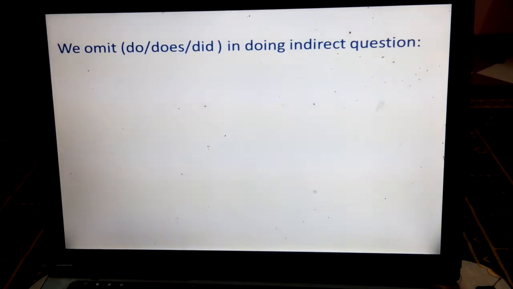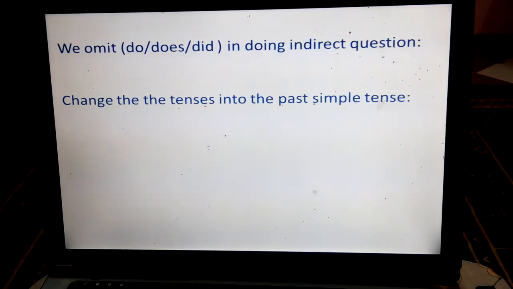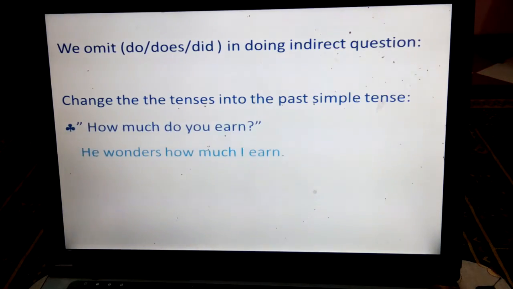We omit do, does, did in doing indirect question. كل auxiliary verbs ديت are omitted in doing indirect questions. وانا بعمل سؤال غير مباشر بحذف الكلمات الافعال المساعده ديت. Change the tenses into past simple tense وبغير الزمن للماضي. For example, how much do you earn؟ تكسب قدين.